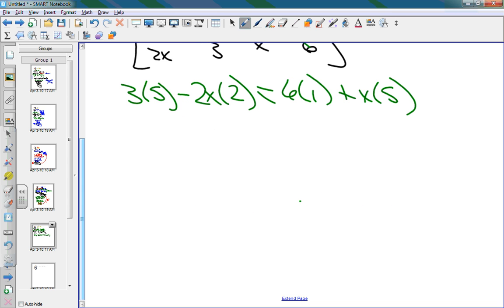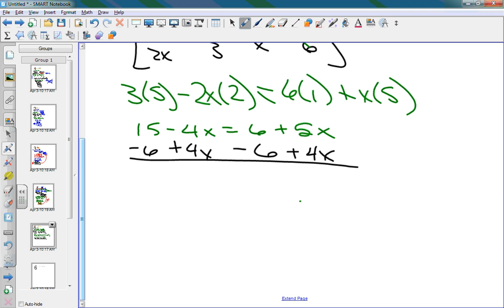So now I need to get rid of all what? Parentheses. This is going to be 15 minus 4x is equal to 6 plus 5x. I am going to add the 4x and subtract the 6 from both sides at the same time. Why? Because I can. 15 minus 6 gives me a 9. That's gone, and that gives me a 9x. Very good. And divide both sides by 9, so 1 is equal to x.